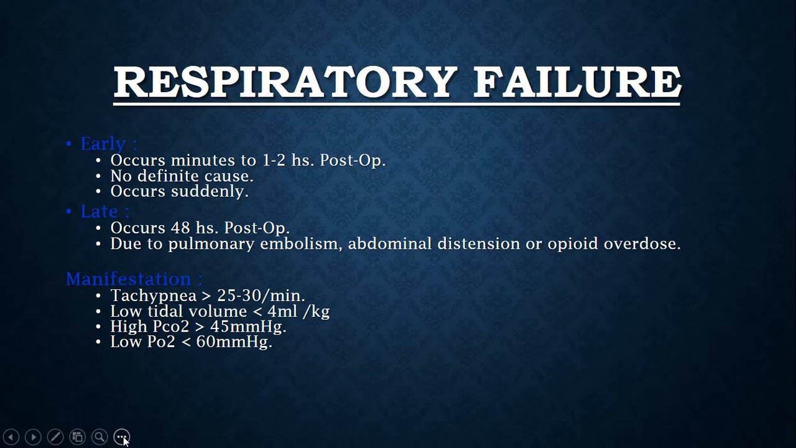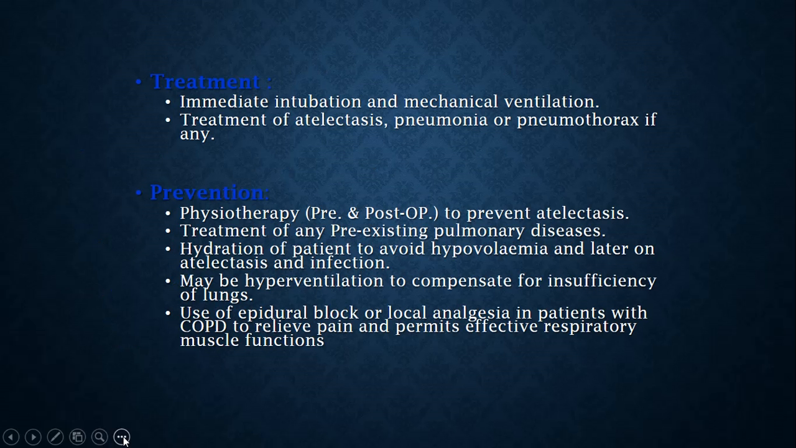The patient would have tachypnea, with a respiratory rate of more than 25 to 30 per minute, low tidal volume, less than 4 ml per kg, and on ABG the PCO2 would be more than 45 millimeters of mercury, and the partial pressure of oxygen would be less than 60 millimeters of mercury. If the patient has these parameters, then he needs to be immediately intubated and put on mechanical ventilation. Treat atelectasis, pneumonia, or pneumothorax, if any of these is present.